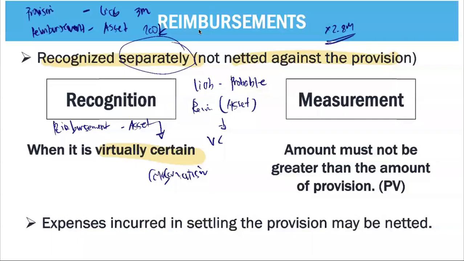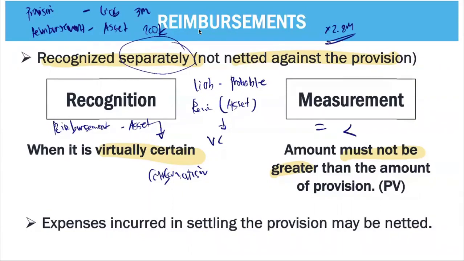Your reimbursement must be at most equal to your loss, or at least a portion of your loss, but not more than your loss. So your provision is considered your loss, right? Let's say we have a 3 million loss. As a reimbursement, you cannot have more than that amount of loss. It should be at least equal to that amount or less than that amount. Okay? So take note, when you measure your reimbursement, it must not be greater. It can be equal or it can be less than.